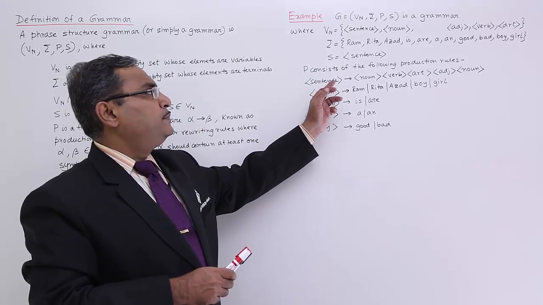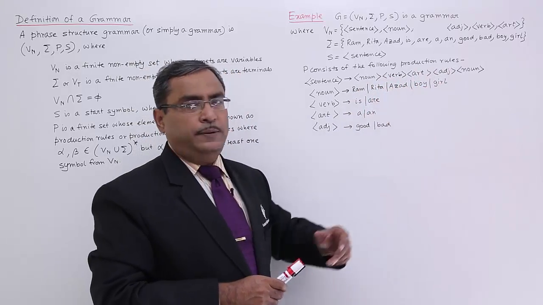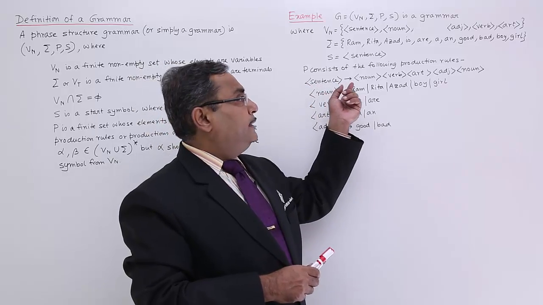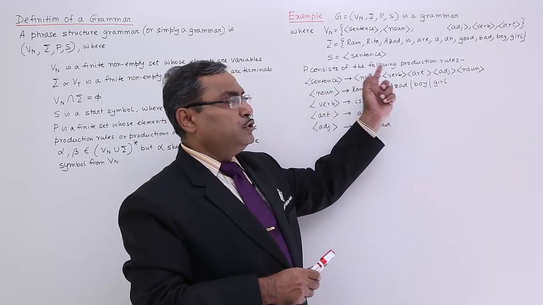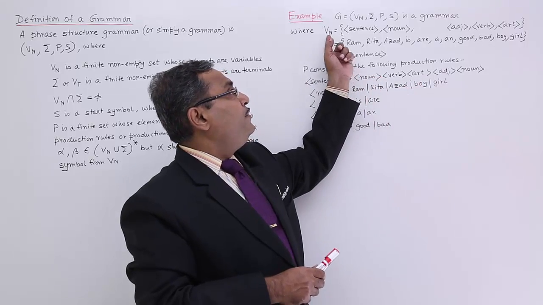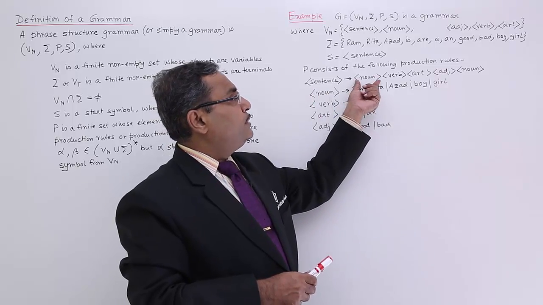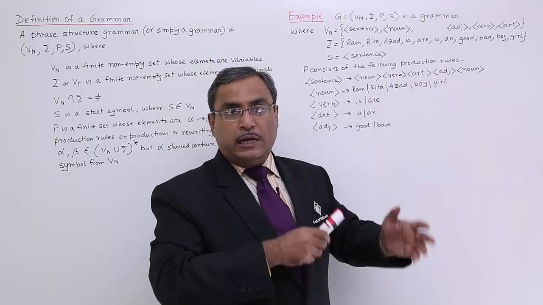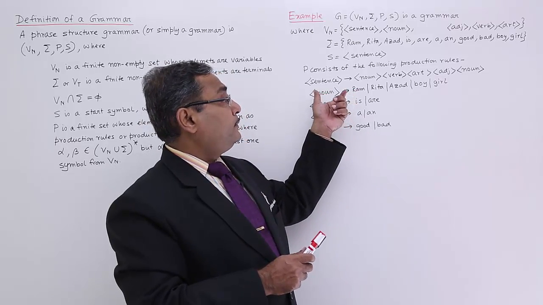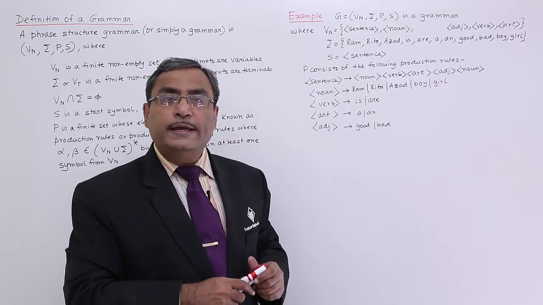Sentence produces noun, verb, article, adjective, noun. Just look here, this is my alpha and this is my beta. So, alpha produces beta. Here alpha and beta belong to (Vn union sigma) whole star. Why whole star? Because noun has come twice, so it is a multiple combination of these symbols. Another thing is that this alpha contains at least one symbol from Vn.